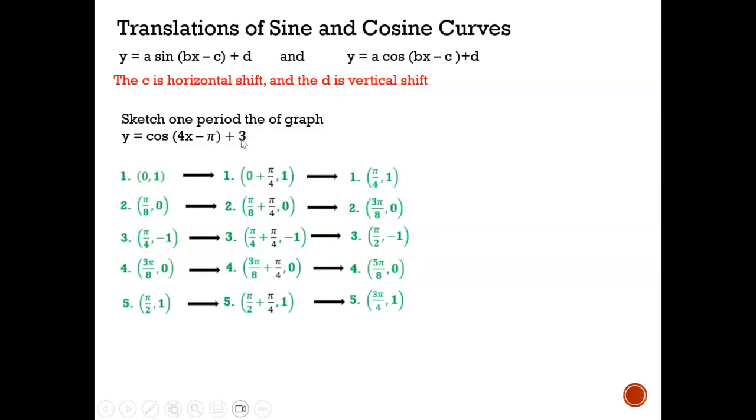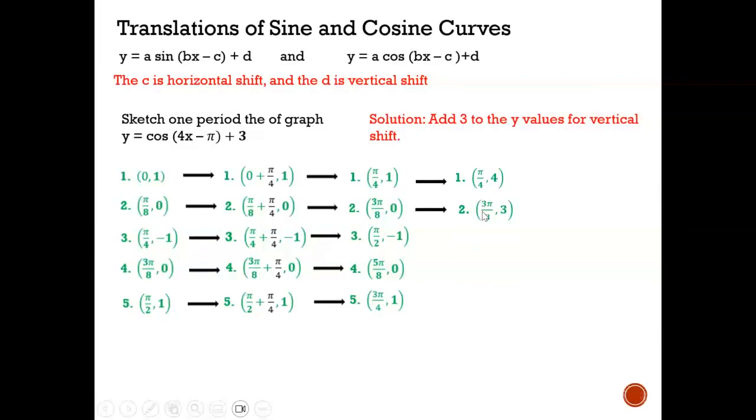Now, the 3, guys, the d means vertical shift, and the y is vertical, and the x is horizontal. So here, we're going to add 3 to every y value for the vertical shift. So the first one becomes pi over 4, 4. Second one becomes 3 pi over 8, 3, because I'm adding 3 to every y value. The third one becomes pi over 2, 2. 5 pi over 8, 3. And the last one becomes 3 pi over 4, 4.